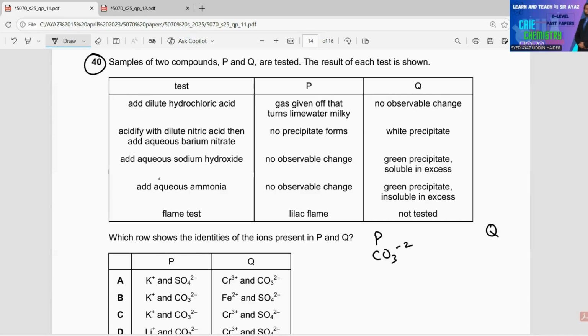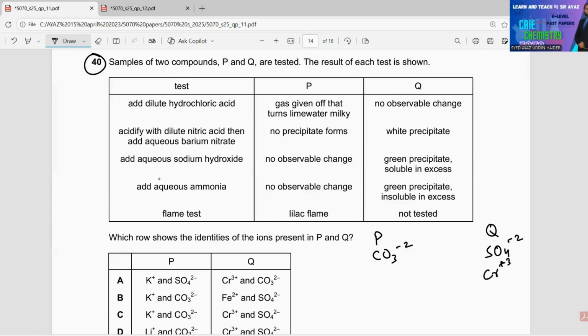Moving to next test. Acidify with dilute nitric acid, then add aqueous barium nitrate. P, no precipitate forms. So sulfate is absent. Barium nitrate is used to test the presence of sulfate ion. Q gives white precipitate, so it must be having sulfate ion, SO4 2 minus. Then test, add aqueous sodium hydroxide. P, no observable change. Q gives green precipitate and soluble in excess. So green precipitate soluble in excess means it must be having chromium 3 plus ion.